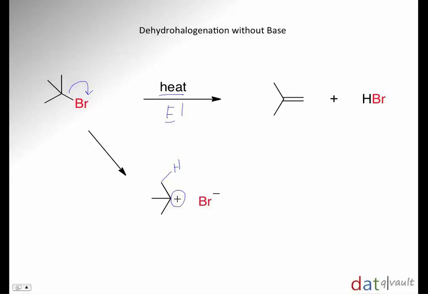After we heat this up and form the carbocation, the bromine will actually come in and eliminate the hydrogen, and then we're going to form our alkene. So the bromide in this case that leaves initially to form the carbocation is then going to act as our base to do the elimination of the hydrogen to form the alkene.